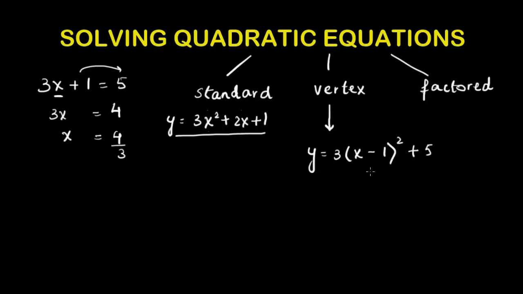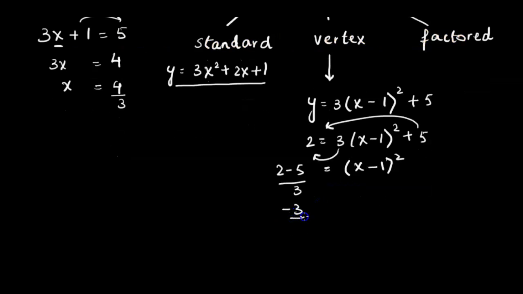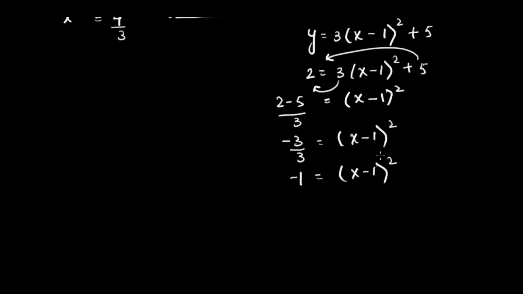If we're given the quadratic equation in vertex form, and we're given the y value as any value, let's say 2, and we are asked to solve for x: here we have x at only one spot, so we can easily isolate x. All we have to do is move the numbers to the other side using opposite operations. So this goes to the other side, this gets divided. We get minus 3 divided by 3 is equal to (x minus 1) squared. This gives us negative 1 equals (x minus 1) squared. Then the square moves to the other side and becomes the square root of the number, but the square root of a negative number does not exist, so there is no solution for x in this particular example.